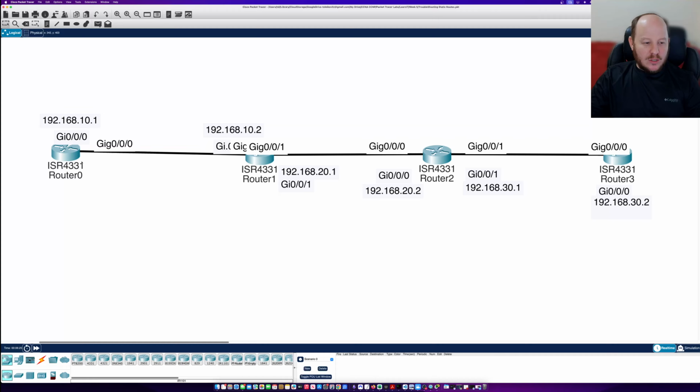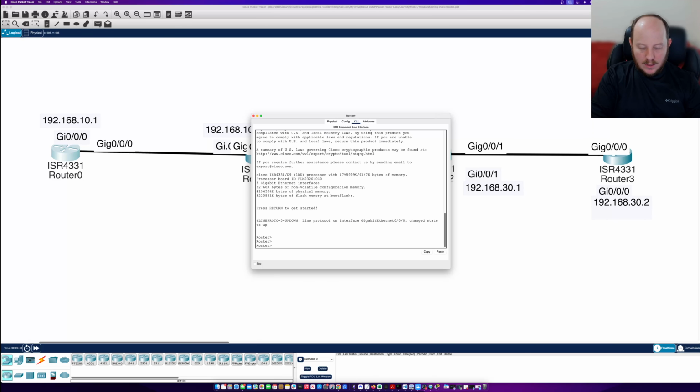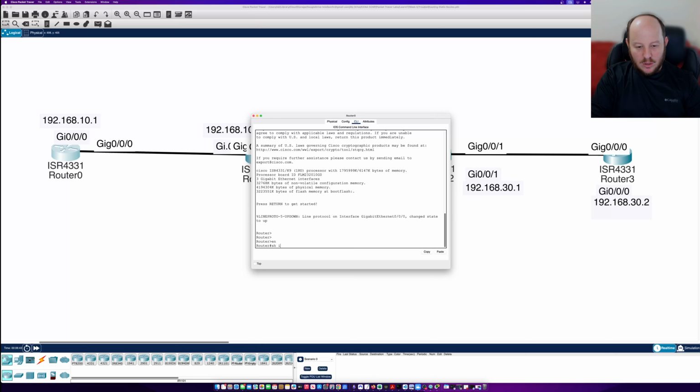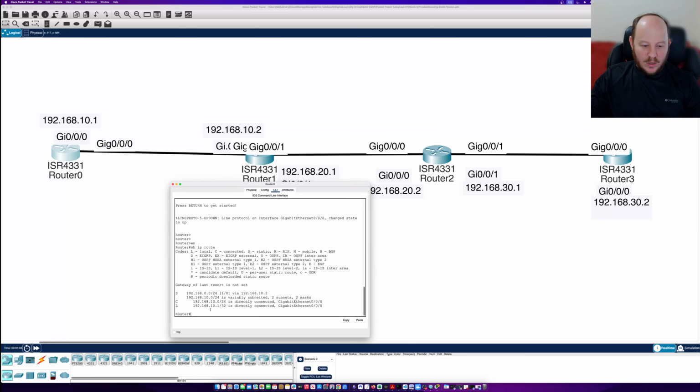As I mentioned earlier, router 0 already knows about the 10.0 network between router 0 and router 1. We can confirm that by checking the routing table. Go to privileged exec mode and type show ip route. You can tell here that it's directly connected to the 10.0.0/24 network. But it does not know about any of the others. You don't see the .20 or the .30 network, so we have to tell it about them.